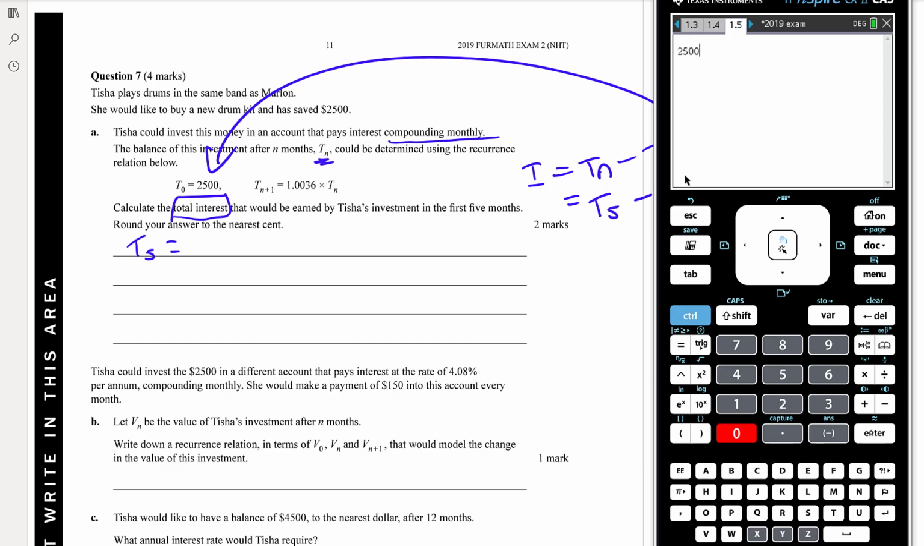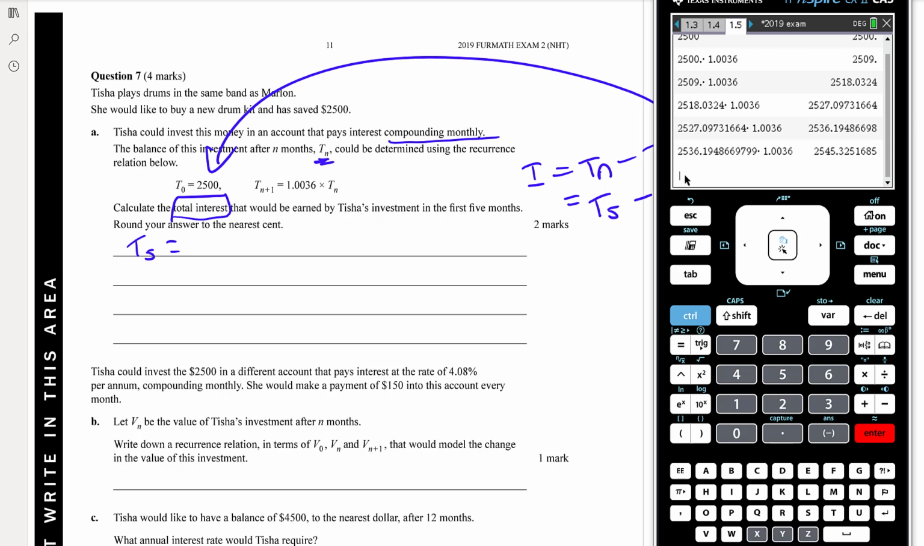I'm going to put 2,500 into my calculator. And then I'm going to go times, remember I can use the answer. You can actually type ANS and it will do the same thing, but I'm going to go answer times 1.0036, because that comes across from that part there. And I'm going to go enter. So that's 1, 2, 3, 4, 5.